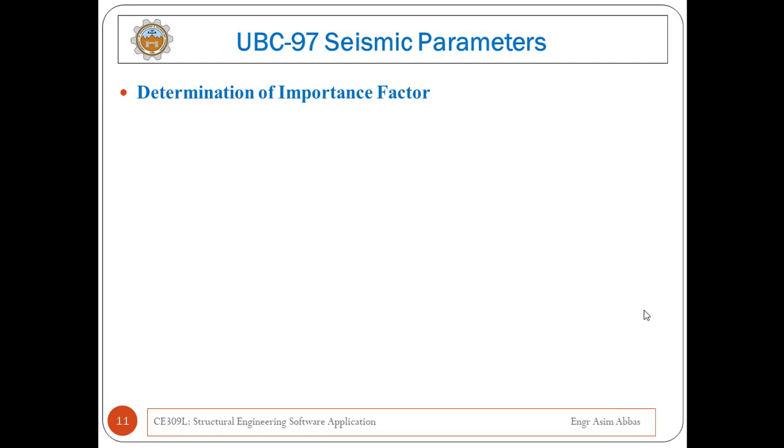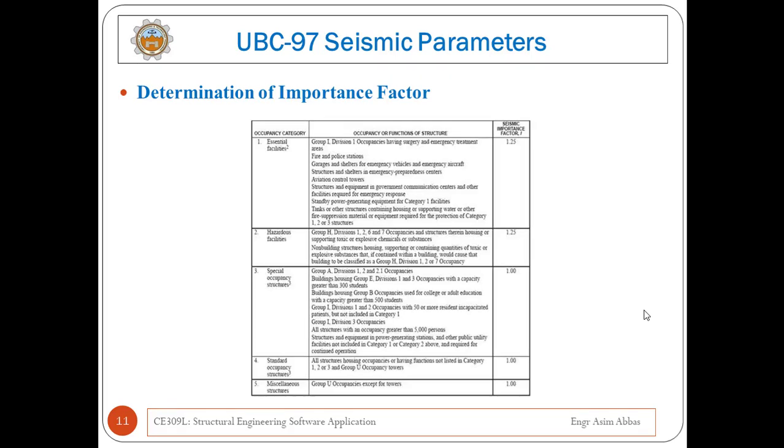Now determination of importance factor. It is an additional factor and it is a kind of factor of safety, and it depends on the importance of the structure and facility. In the table, the I values are given for different facilities. For essential and hazardous facilities, the I value is taken as 1.5. Essential facilities include hospitals, fire and police stations. Hazardous facilities include different explosive or chemical industries and nuclear power plants. Similarly, for special occupancy, standard occupancy and miscellaneous structures, the I value is taken as 1. These facilities include different residential buildings and schools and colleges.